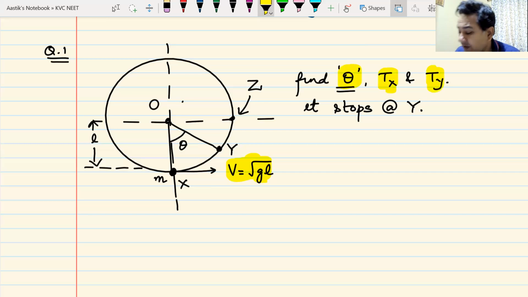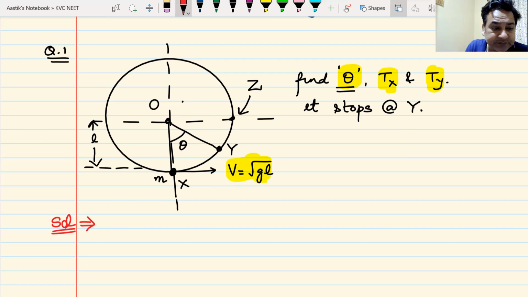I'll give you a minute to think about this question and then I will solve it. You can remember the result as well, because if this question comes, it will be a straightforward question. You may not have to solve it. You can remember the result. So I'll give you a minute. Think about it.